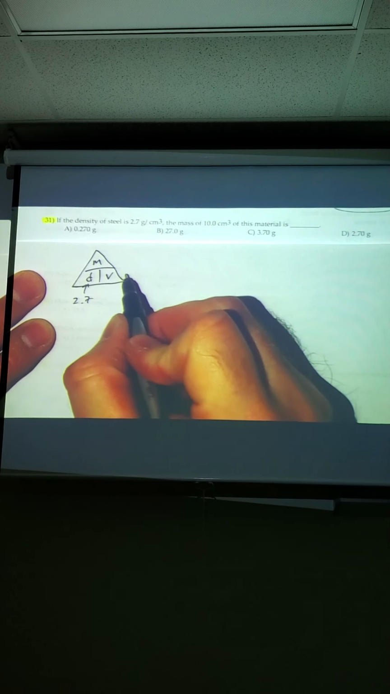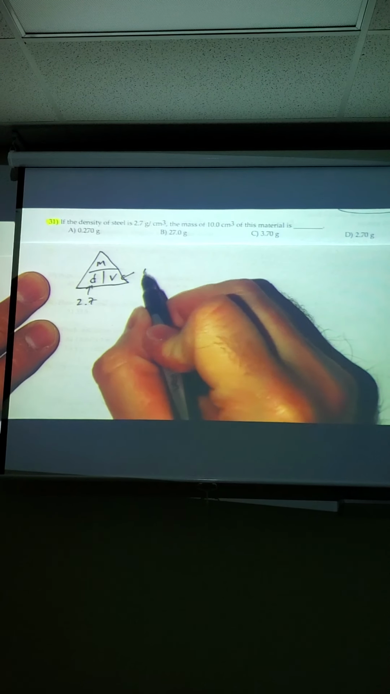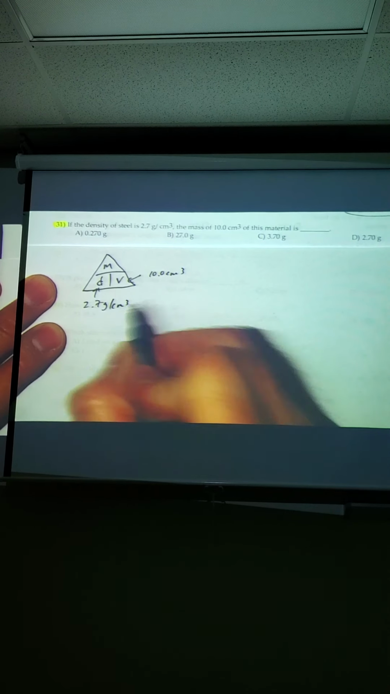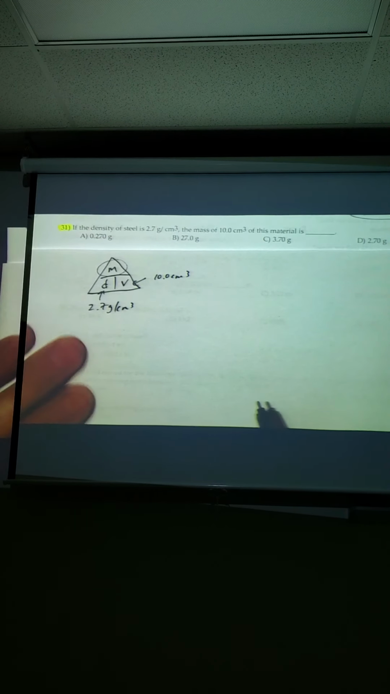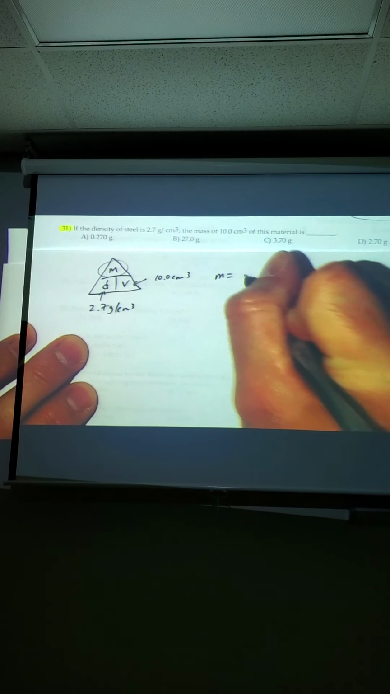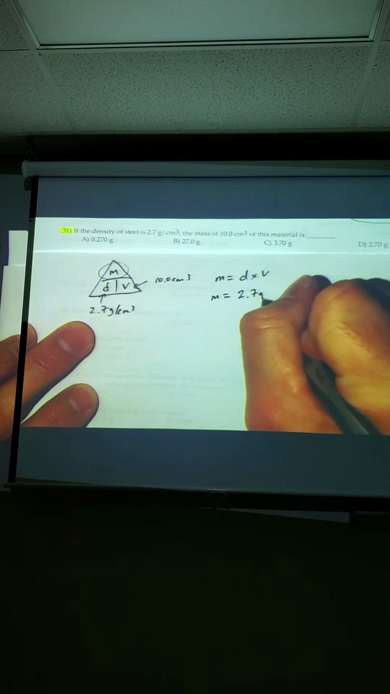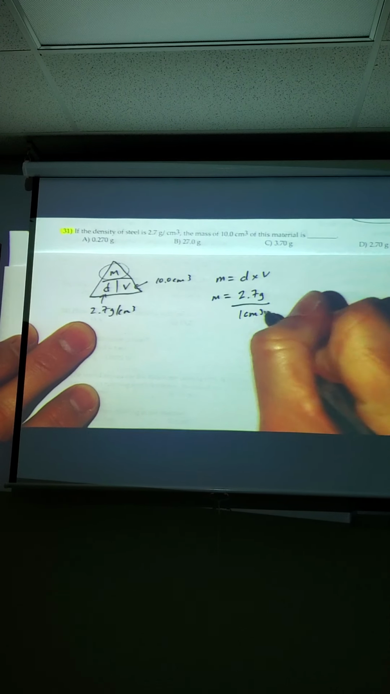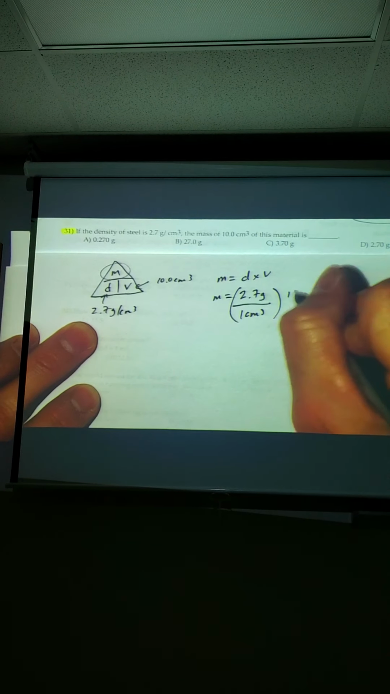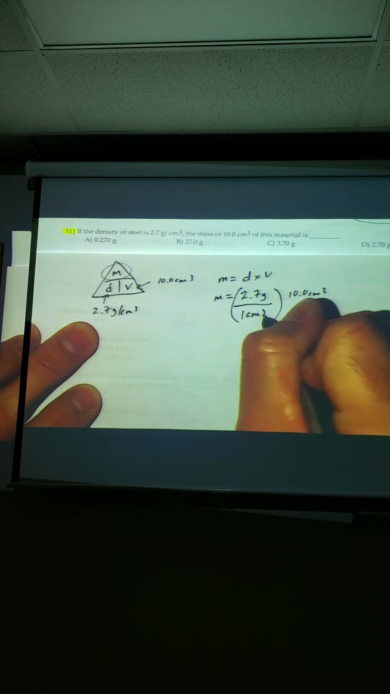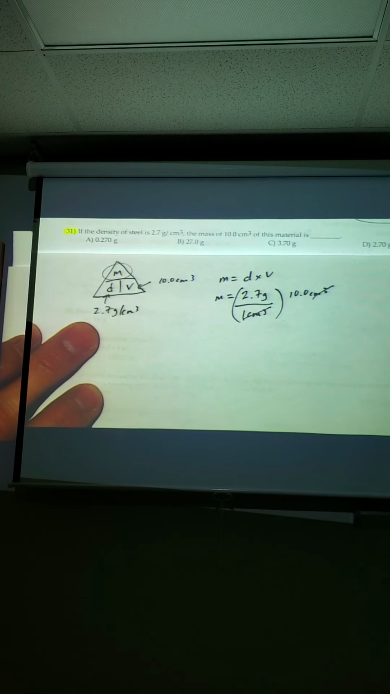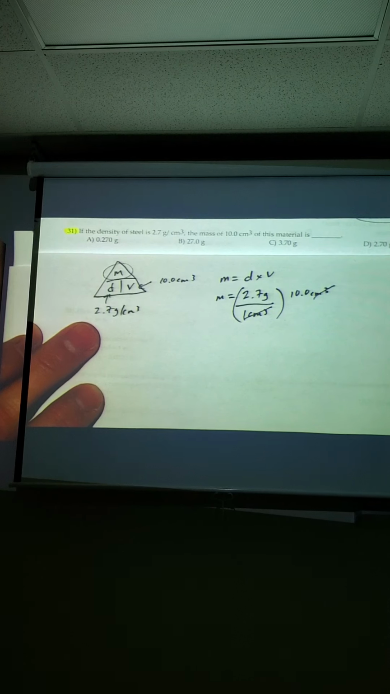So, volume goes here. Notice the number that's missing is up top. So if you cover up your value that you want, that's just density times volume. So mass is density times volume. So that's 2.7 grams per 1 centimeter cubed. That's our conversion. And then we have 10 centimeters cubed. Don't even need a calculator for this one, because it's just 2.7 times 10.